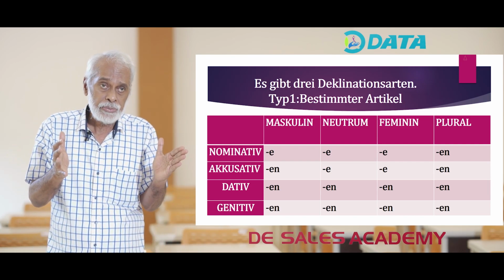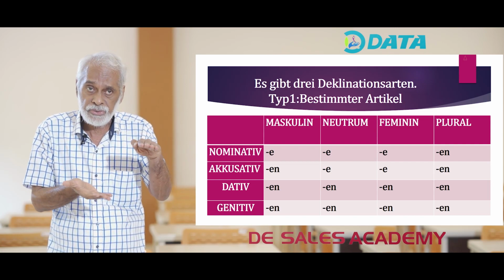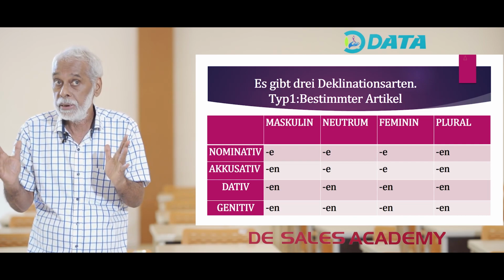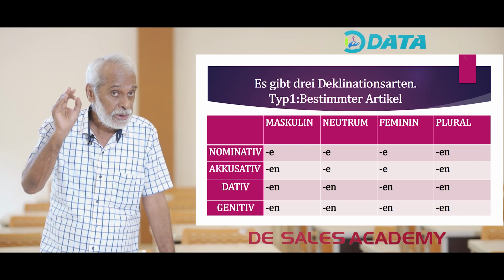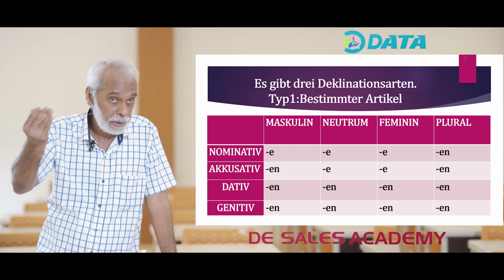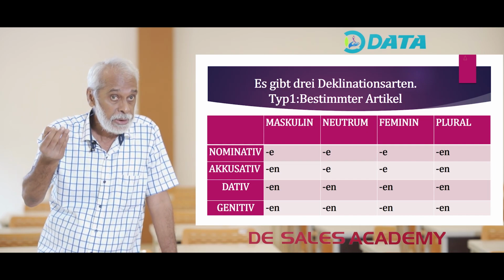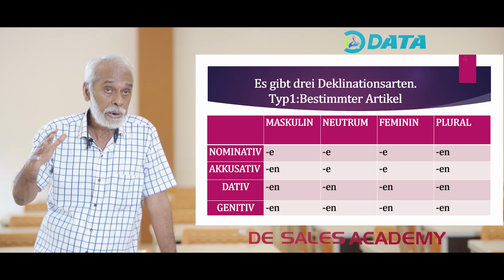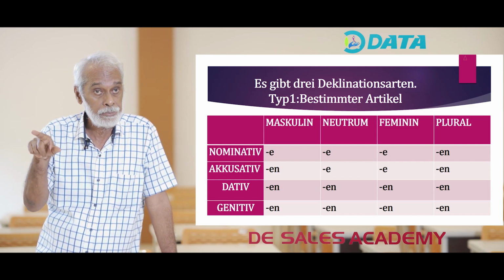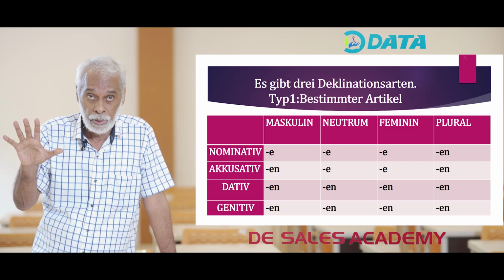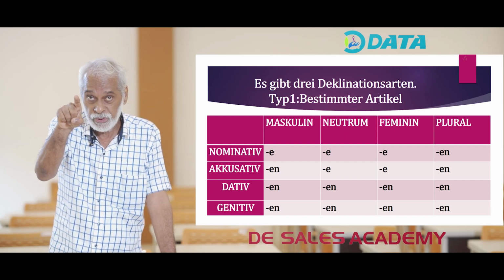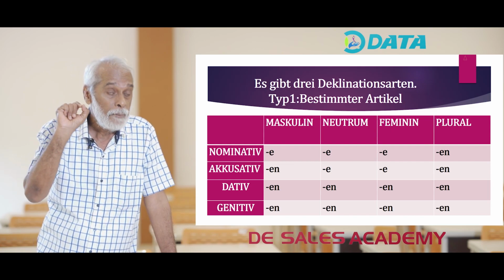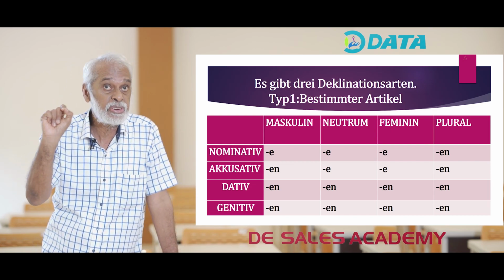All the adjectives and the adjective declinations are divided into 3 sections, 3 types: adjective declinations for definite articles, adjective declinations for indefinite articles, and adjective declination for 0 articles. That's all. And this, what you see right now, is the adjective declination for type 1, that is bestimmte article.